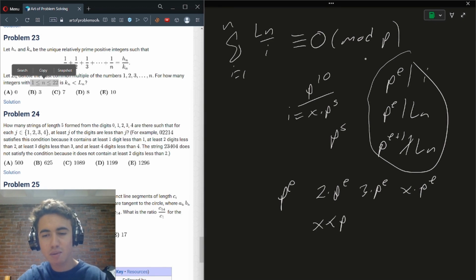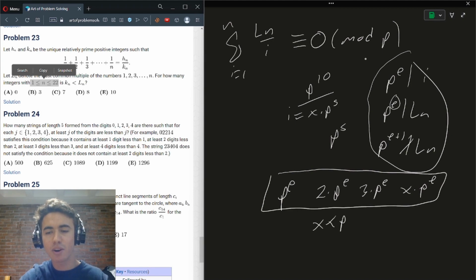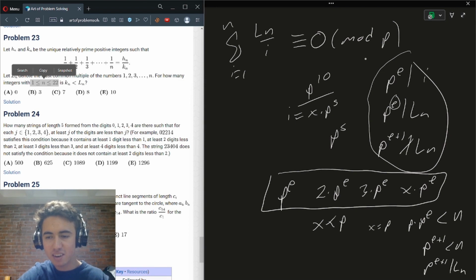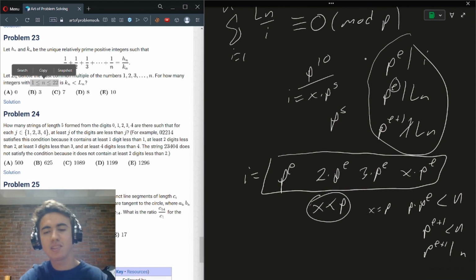Why? Because if x is greater than or equal to p, then we also know that e will not be the highest power that divides ln, right? Because if we fix n, and we're saying all of these are the values of I that work, but then we also say x equals p, so p times p to the e is less than n, then we know that p to the e plus 1 is less than n, and p to the e plus 1 divides ln, which is what we don't want, right? So we know that x has to be less than p, but otherwise all I of this form will work.